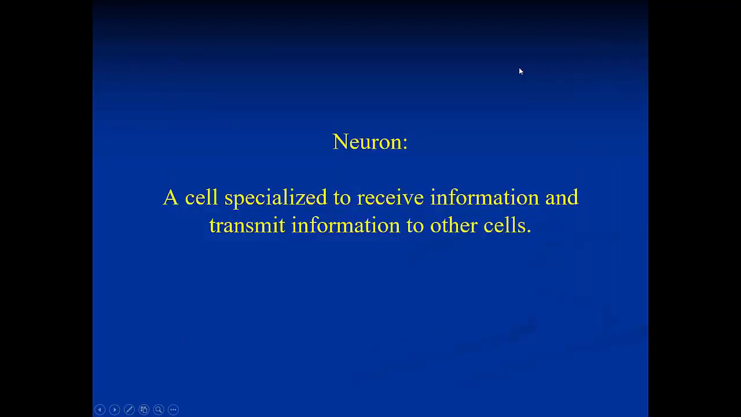Now, a neuron has a specific definition. Obviously a neuron is a cell. Not all cells are neurons. But a neuron is a cell that's specialized to receive information and then transmit that information to other cells. Many cells in the body receive information. There's some cells that will transmit information, but only neurons really do both.